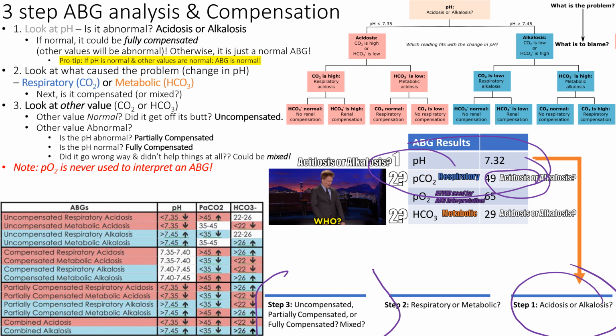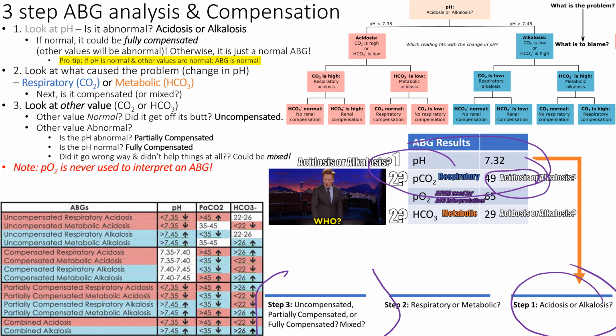Did it fix it? No. So that's where we look at whether it is fully, partially, or uncompensated. The only reason you would write fully compensated is if the pH is normal. Usually the pH is normal and the other two values are abnormal, then you have fully compensated. So now we're just torn between uncompensated and partially compensated. How do you tell if it's partial or uncompensated? Well, you have to look at the bicarb. Did it actually do anything? Did it get off its butt to try to fix this problem or not? If it didn't try to fix the problem, it is uncompensated. If it tried to fix the problem, it's partially compensated. Okay?